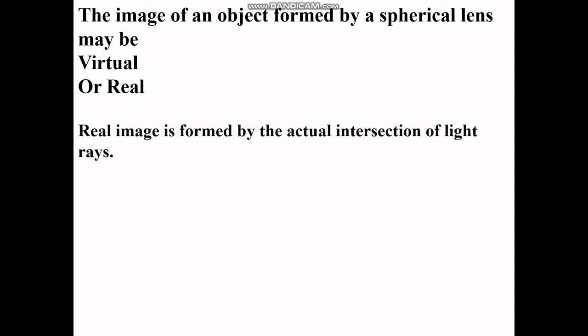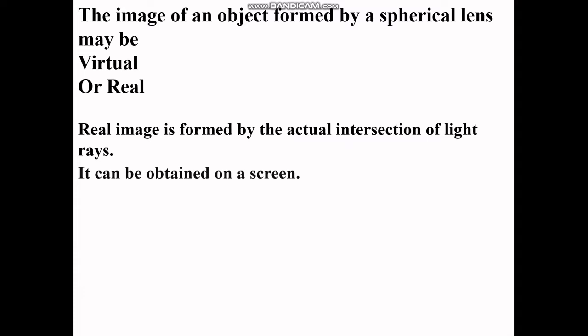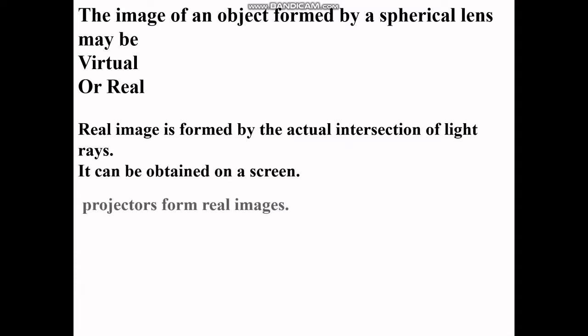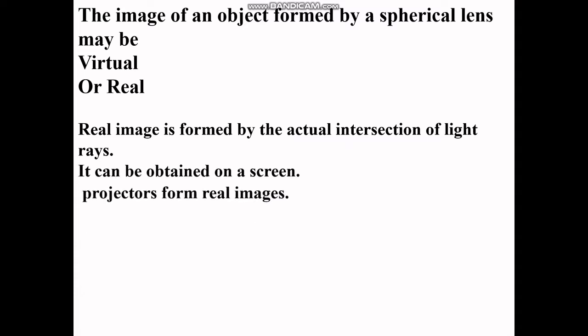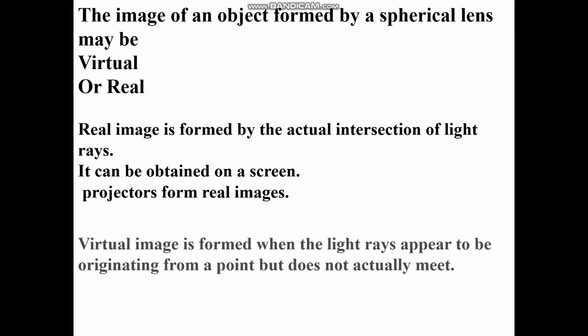A real image is formed by the actual intersection of light rays. It can be obtained on a screen. Projectors form real images. When you see a movie in a theater, it is through a projector, which is forming a real image. Even a camera is forming a real image.